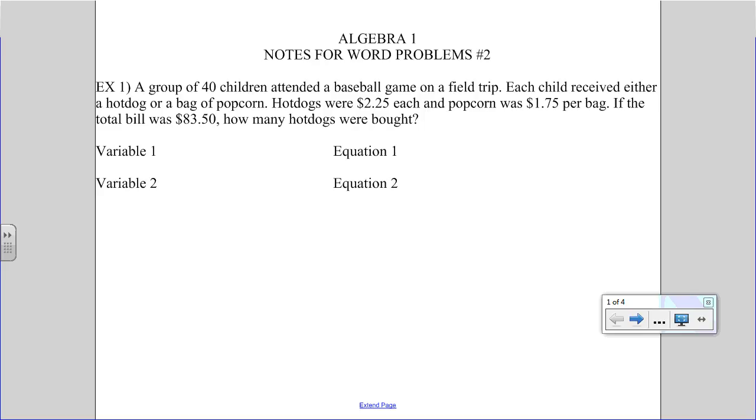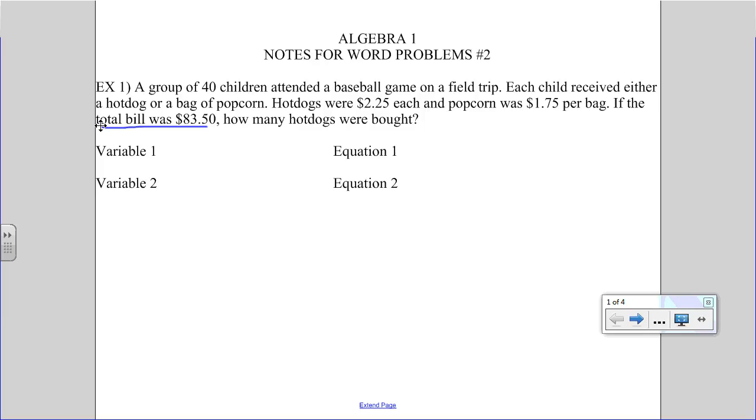How do I start these? What would I tell you guys to do first? Look for totals. So we've got one total there. But before we start doing anything with those totals, define your variables. Good, I like that. We want to have our variables defined.